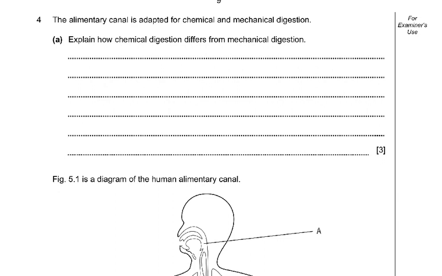One question which was remaining from the previous video on human nutrition, question number 4: the alimentary canal is adapted for chemical and mechanical digestion. Explain how chemical digestion differs from mechanical digestion.